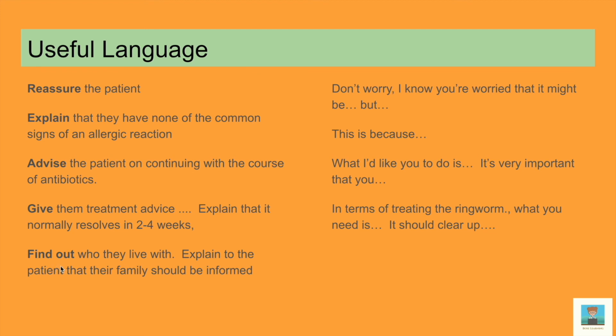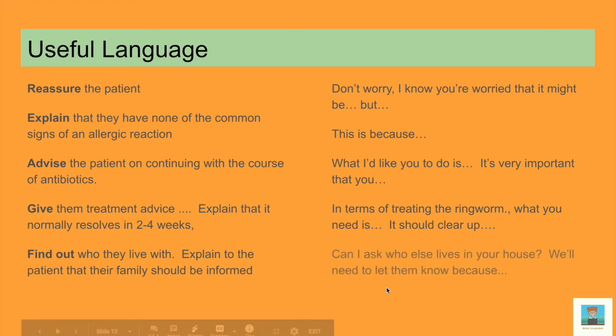And then finally, find out who they live with. It might be a bit embarrassing. They might live with lots of siblings. So be prepared, acknowledge that it might be embarrassing, and prepare the patient. Can I ask who else lives in your house? We'll need to let them know because, etc., etc. So here are some nice sentence stems for you. I hope you liked them and found them useful.